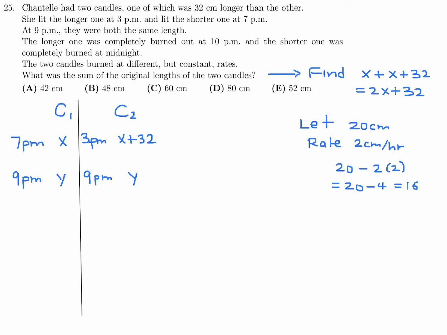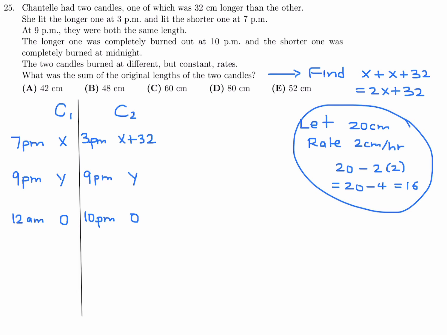And then at the very end, they're saying that eventually the length becomes 0. So for candle 1, that happens when? Shorter one completely burned out at midnight. So 12 a.m., right? Midnight is 12 a.m. And then 0 for candle number 2, which is 10 p.m. Okay, so that's the setup.